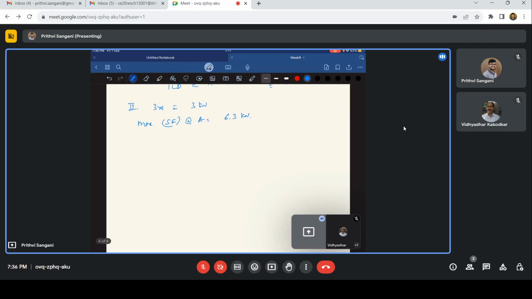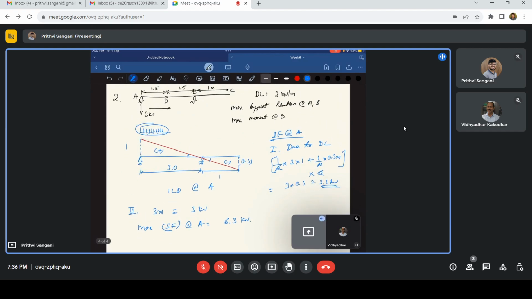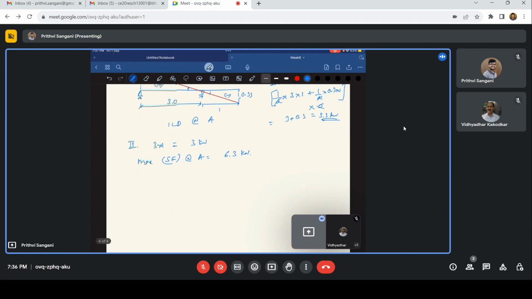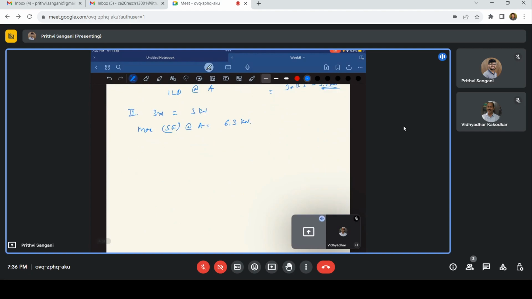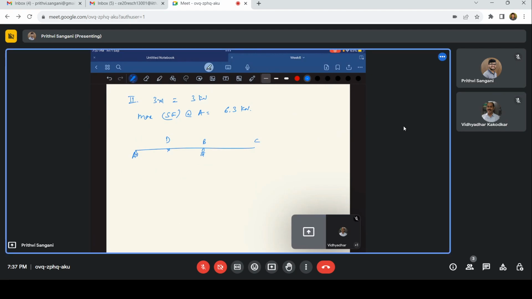Now what about the maximum shear force at B? The question asks for the maximum shear force at A and B. And what about at D? What shall we do for D? We'll have A, D, B, C. This is D, this is B, and this is C.